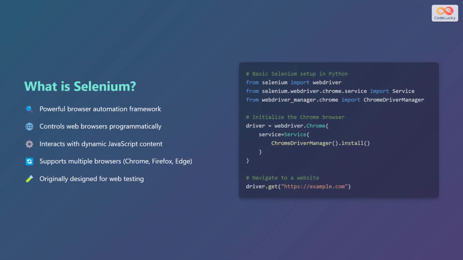Selenium is a powerful browser automation framework, which allows us to control web browsers programmatically. It is especially useful for interacting with dynamic JavaScript content, which is common in modern websites. Selenium supports multiple browsers, including Chrome, Firefox, and Edge, giving you flexibility in your scraping projects. Originally designed for web testing, Selenium has become a favorite tool for web scraping because of its ability to handle complex, interactive websites. On the right side, you can see a basic Selenium setup in Python.